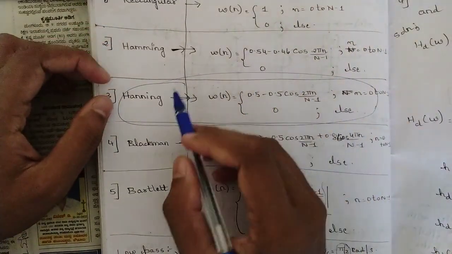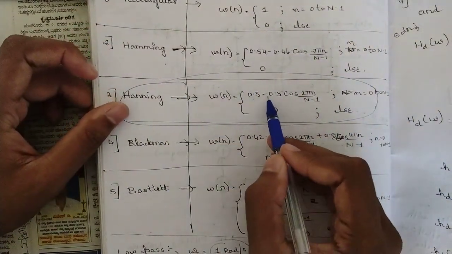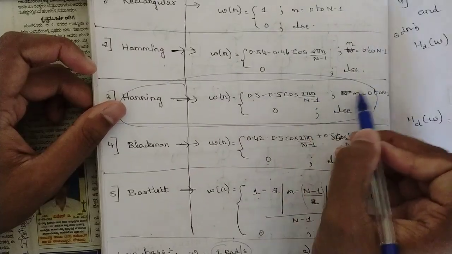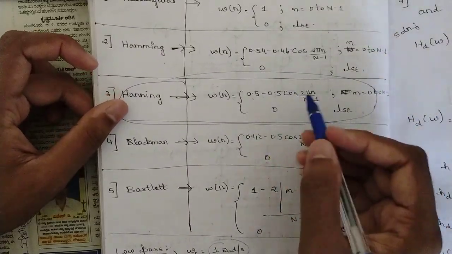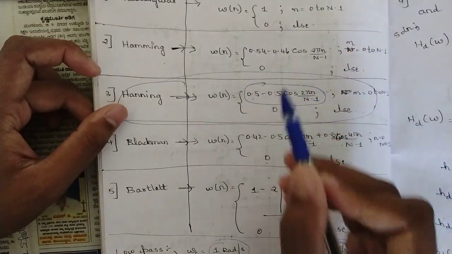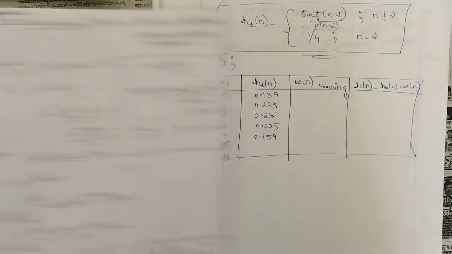The formula for the value of omega n is 0.5 minus 0.5 cos 2 pi n divided by n minus 1, for all the values of n equal to 0 to n minus 1. In this case it is 0 to 4. So put this whole equation in the calculator, and whatever answer we get, write it here.